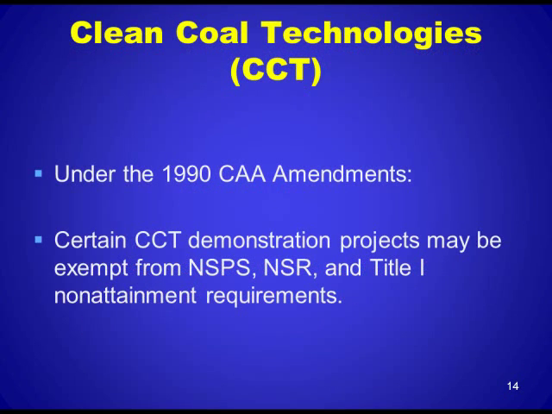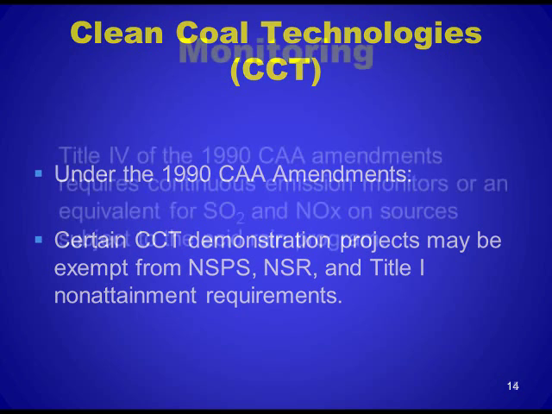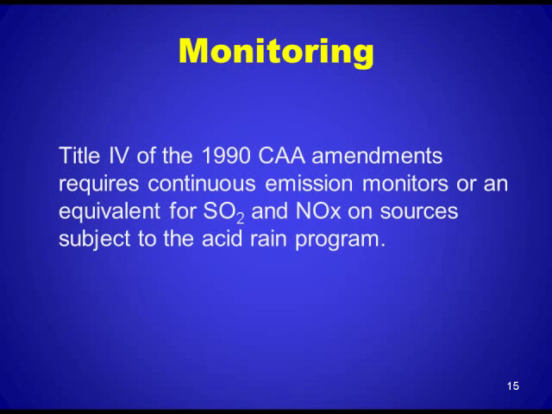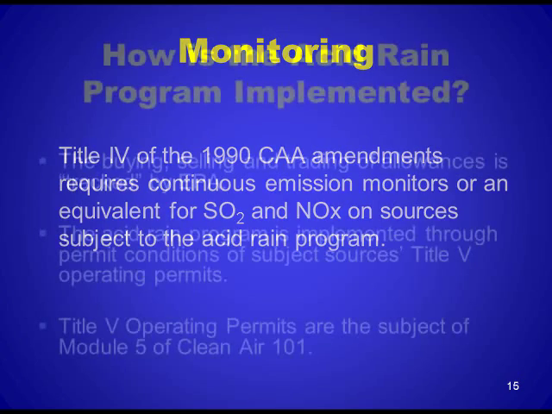Clean coal technologies. Under the 1990 Clean Air Act amendments, certain clean coal technology demonstration projects may be exempt from NSPS, new source review, and Title I non-attainment requirements. Monitoring. Title IV of the 1990 Clean Air Act amendments requires continuous emission monitors, or an equivalent, for SO2 and NOx on sources subject to the acid rain program.